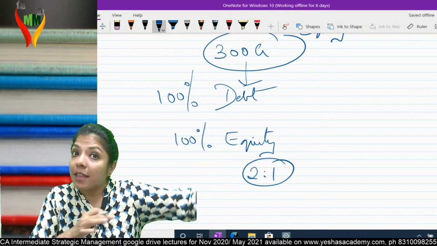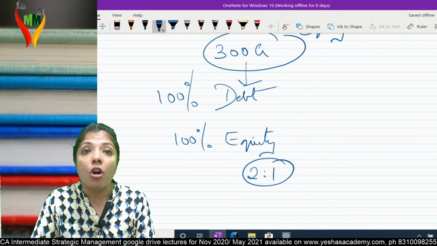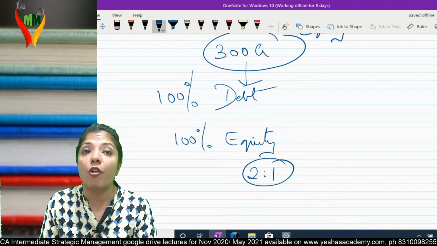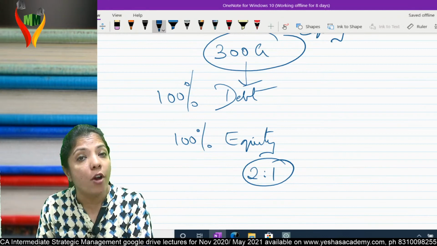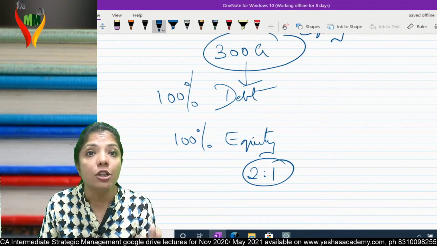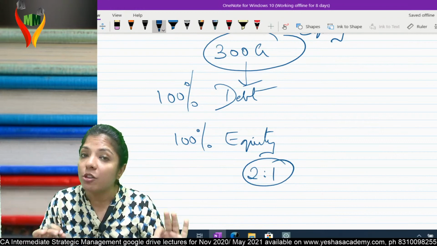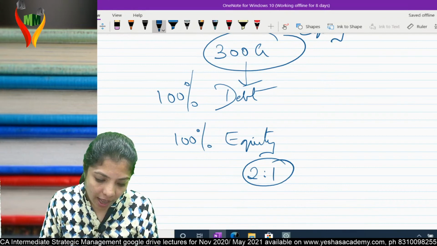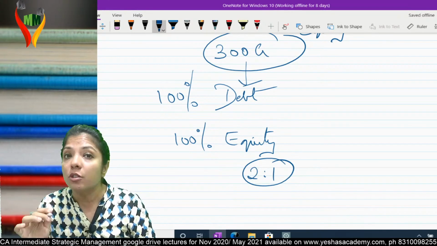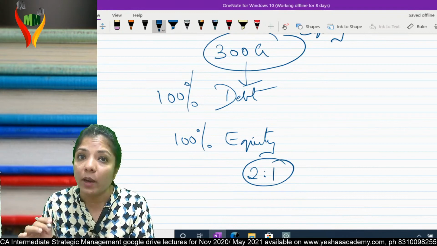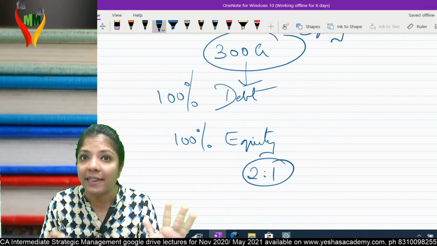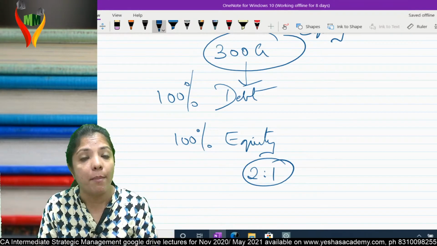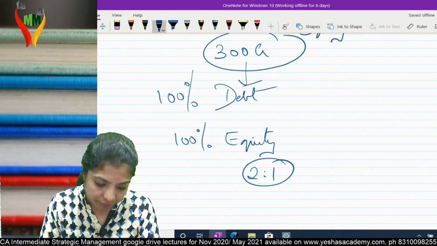What I'm trying to say, I was just giving a hint over here that cost of debt is less than cost of equity. That does not mean that I should go for 100% debt, neither should I go for 100% equity. There should be an appropriate mix of debt and equity. Ideally, the ratio is 2 is to 1, that means 2 debt and 1 equity. If I want 3 rupees, it should be 2 rupees debt and 1 rupee equity. But please don't write 2 is to 1 in the exam. Just write appropriate mix. Am I clear?